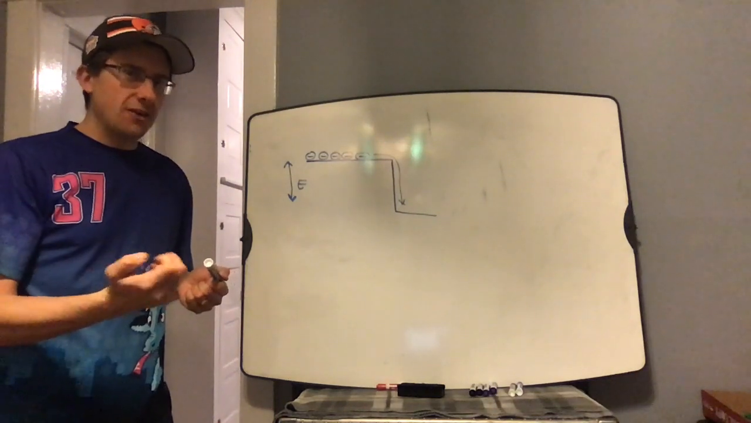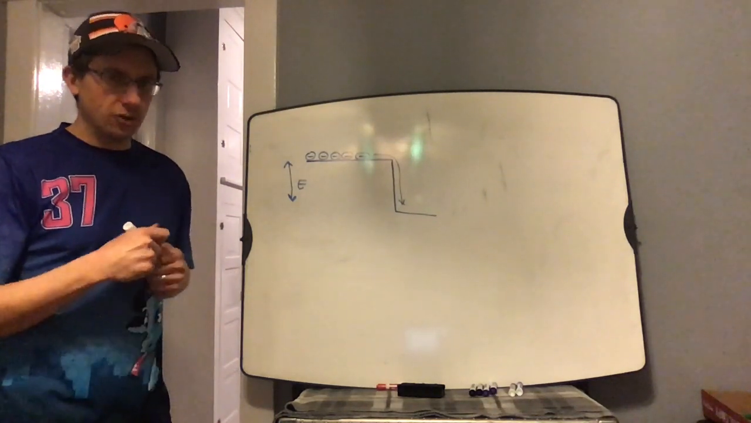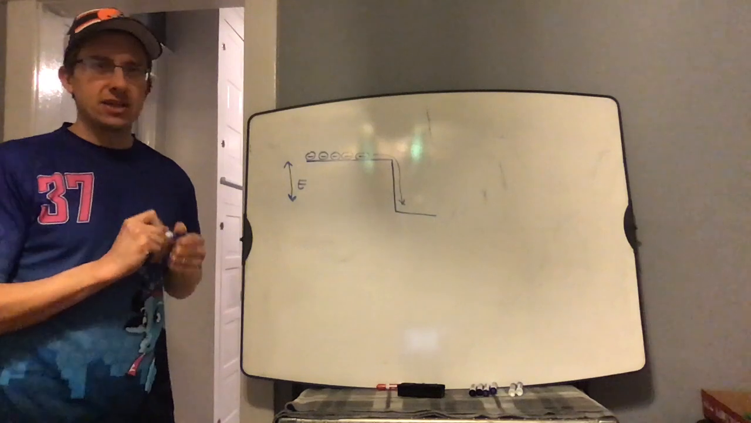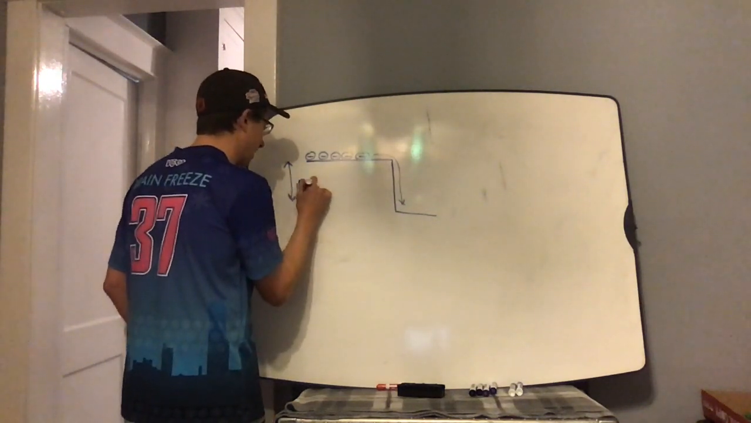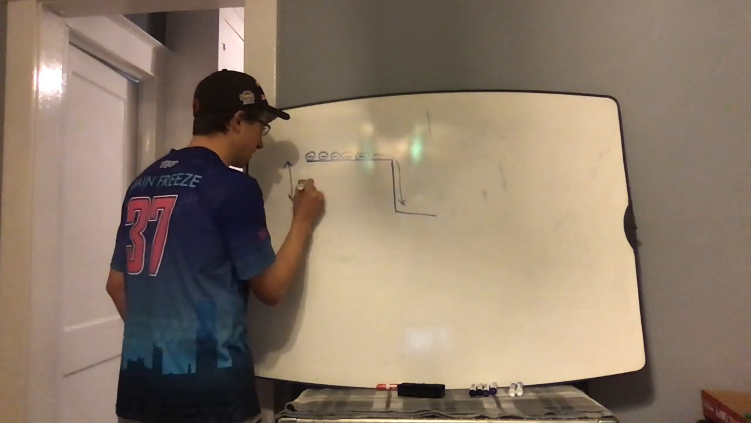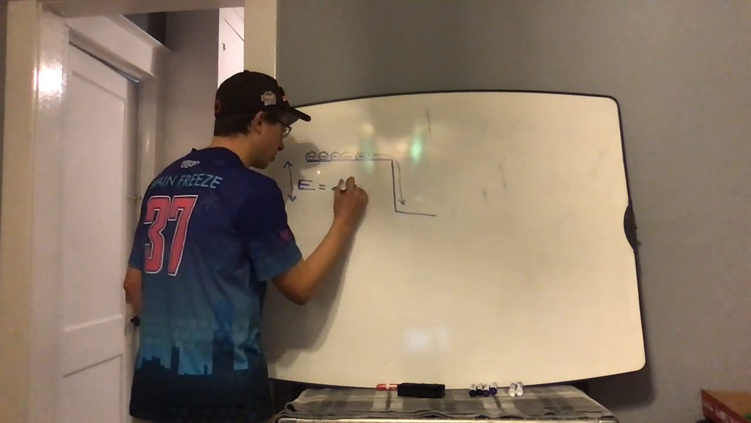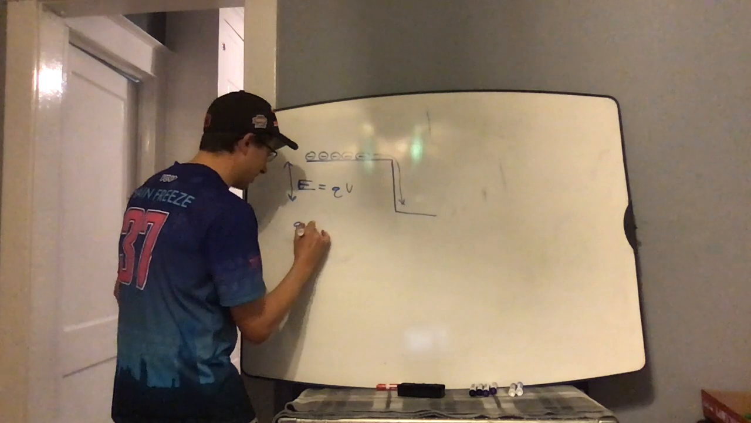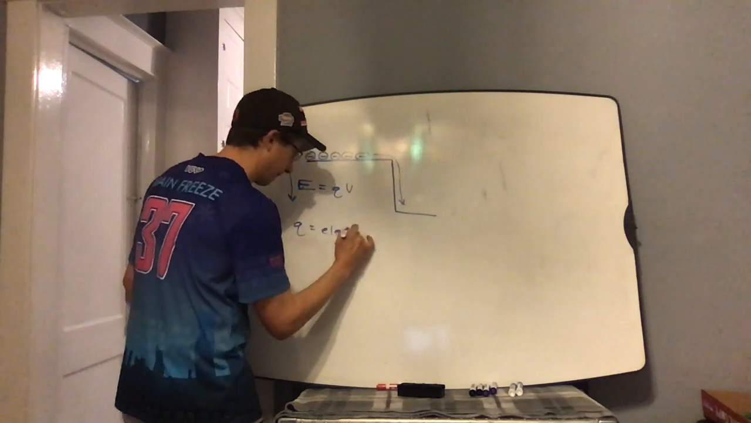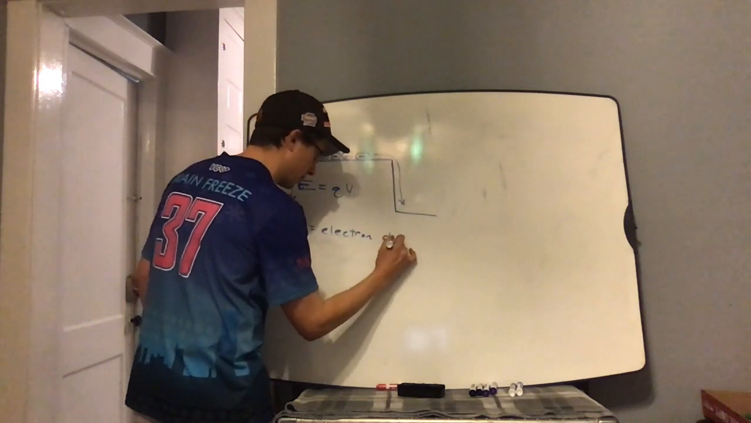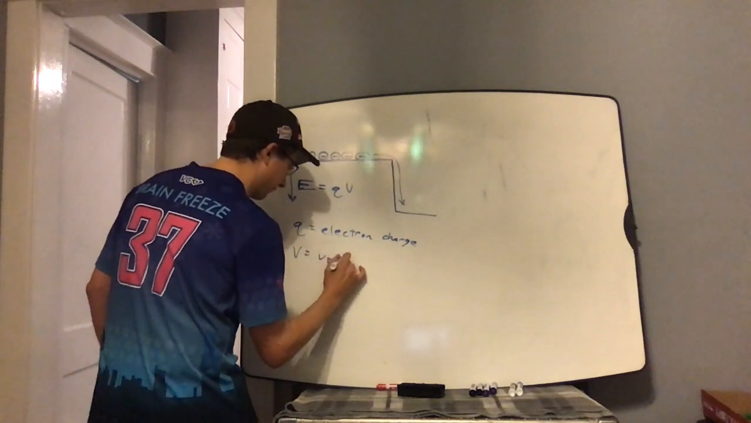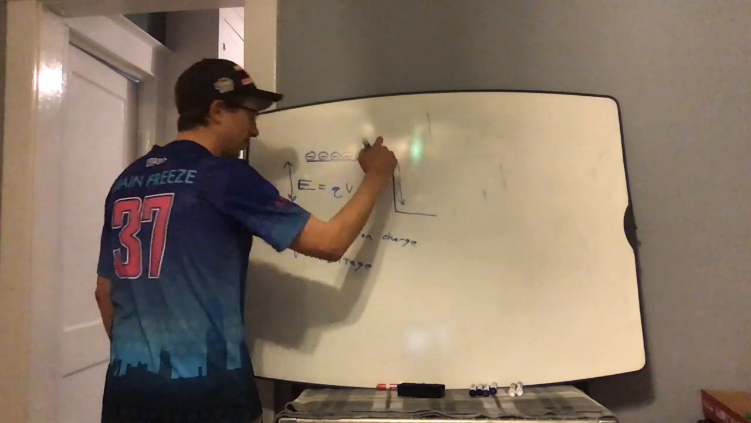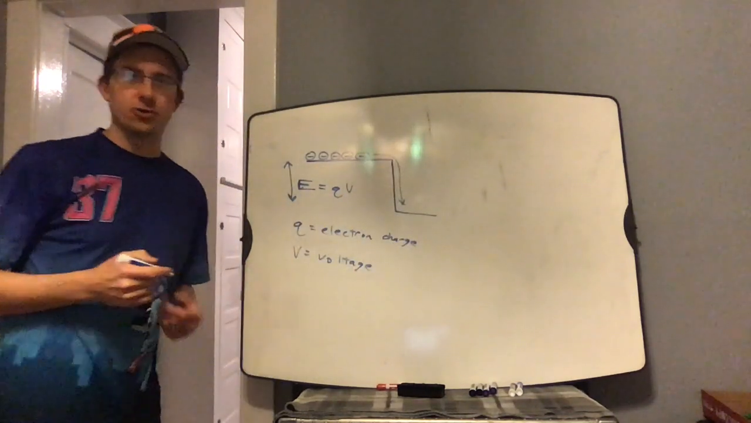The amount of energy that the electron loses is given by Q times V. So the energy difference between the high energy state and the low energy state is equal to QV, where Q is the electron charge and V is the voltage between the high energy state and the low energy state.